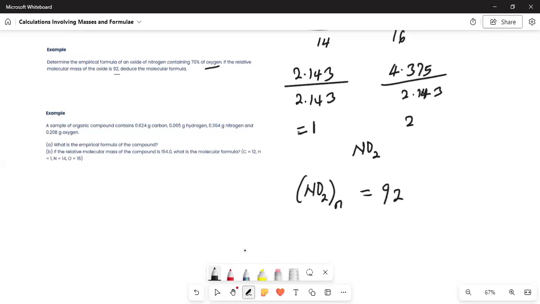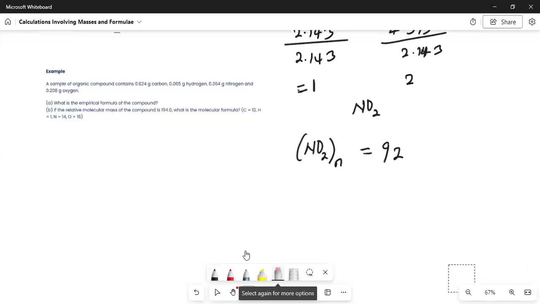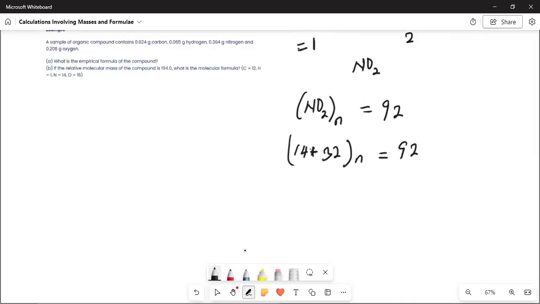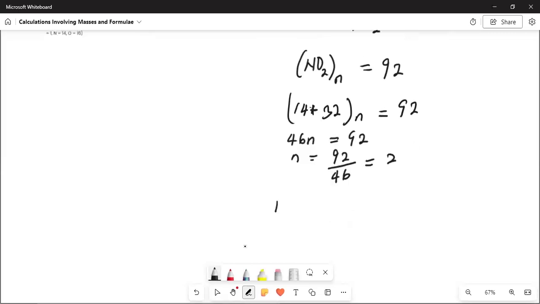I'm expressing each of these elements in terms of their relative atomic mass. Relative atomic mass of nitrogen is 14, while that of oxygen is 16. But there are 2 atoms of oxygen here, so that will be 16 times 2, which is 32. And multiplied by this N equal to 92. And 14 plus 32 is 46. So 46N is equal to 92. That means N is 92 divided by 46, which is 2. Therefore, the molecular formula is NO2 multiplied by 2, which is N2O4.